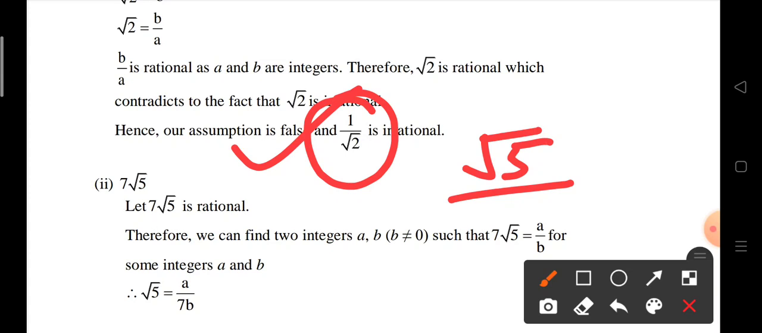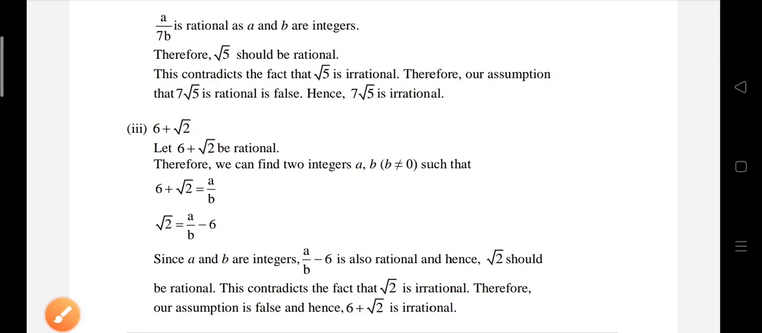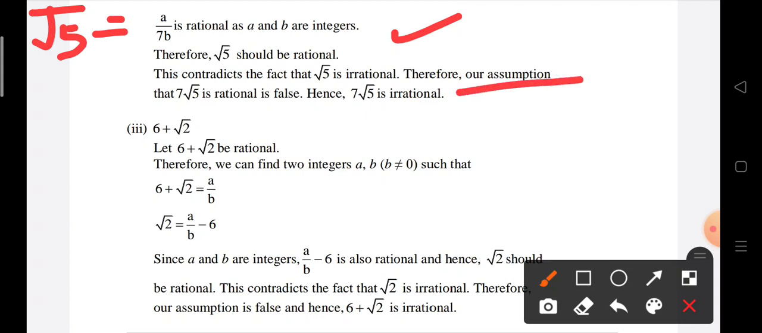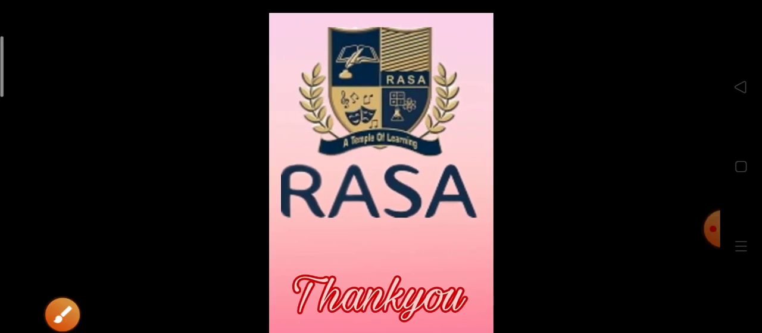Now we have shifted the 7 towards the denominator, so root 5 is equal to a upon 7b. Now a upon 7b is a rational number where a and b are integers, and it is equal to root 5. So we can say that root 5 is rational, but this contradicts the fact that root 5 is irrational. So our assumption is again wrong. Clear?